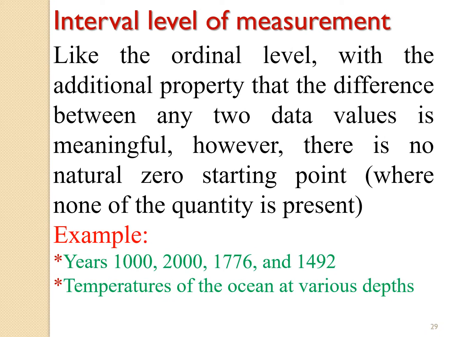And the third type of data is the interval level of measurement. This is like the ordinal level with the additional property that the difference between any two data values is meaningful. However, there is no natural zero starting point, where none of the quantity is present. For example, years: 1000, 2000, 1776, and 1492. We can calculate the difference between two years, a 5 years difference, or 6 years, or 100 years difference. So that is meaningful.